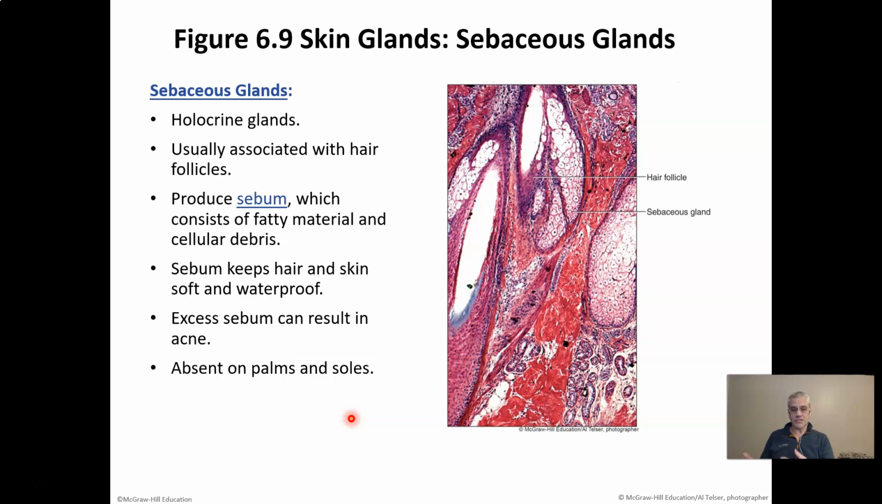The sebaceous secretion, the sebum, is really the entire inside of the cell that has turned into this fatty and cellular debris material expressed in sebum. Not all glands are like that. In fact, very few glands are holocrine glands, but sebaceous glands are holocrine. We're going to talk about different kinds of glands when we get to other ones.